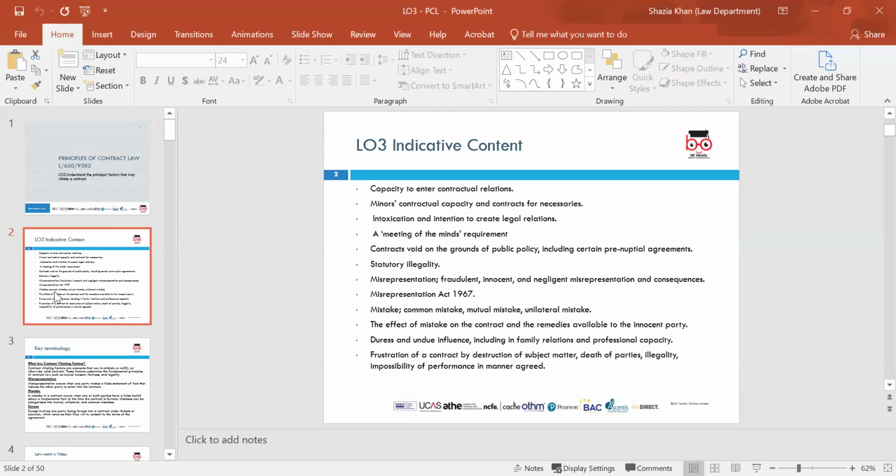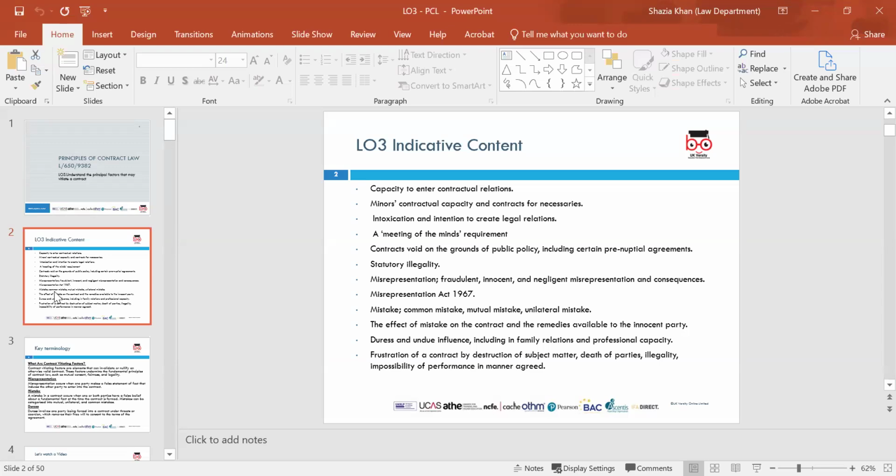We look at intoxication and intention to create legal relations. Meeting of the minds requirement, contracts void on public policy, including prenuptial agreements. Statutory illegality. We look at misrepresentation and we look at the different types, fraudulent, innocent and negligent. We look at the Misrepresentation Act 1967.